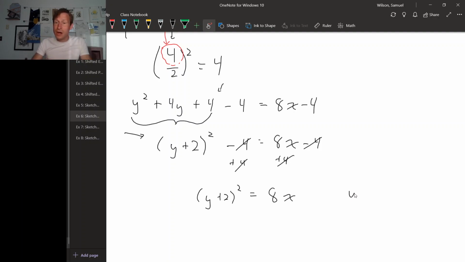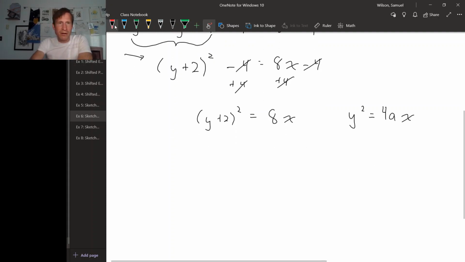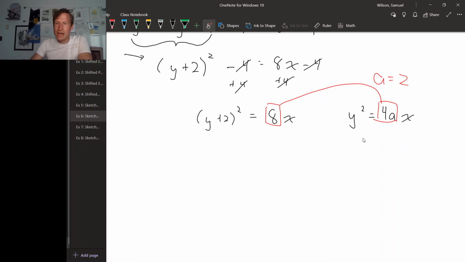Now comparing this to our unshifted parabola equation, which is y squared equals 4ax, first of all, comparing the coefficients on x, it looks like a is 2. So now we know the focal distance. Also, it looks like we have done a shift in the y direction. So y has been replaced by y plus 2, and that's a shift down 2. And that would produce the equation that we started with, which is (y plus 2) squared equals 8x.